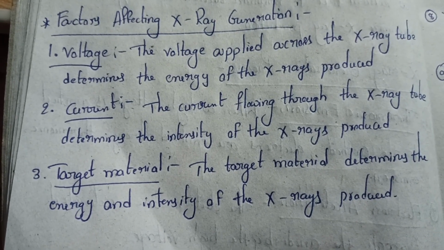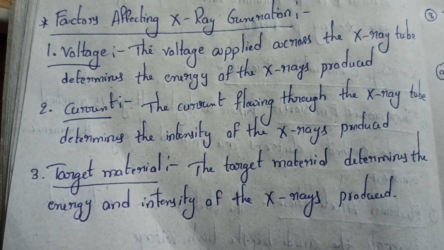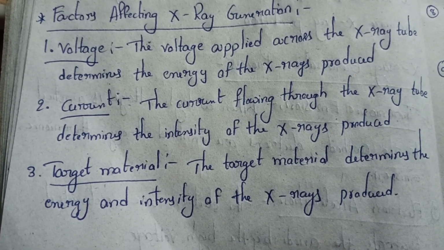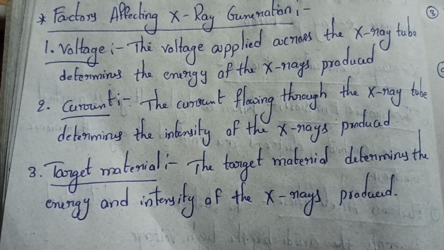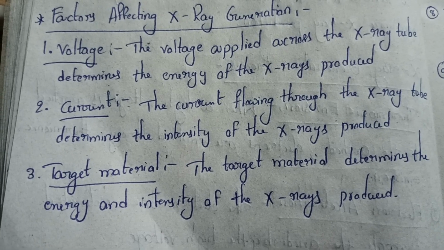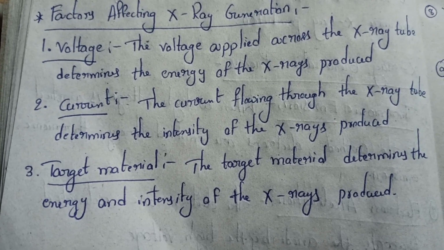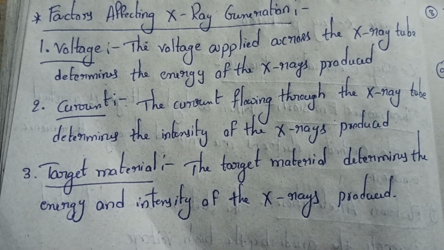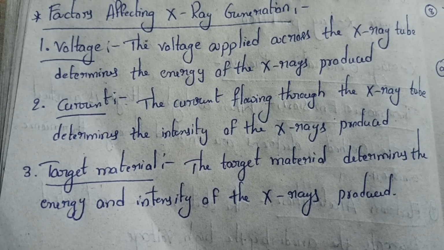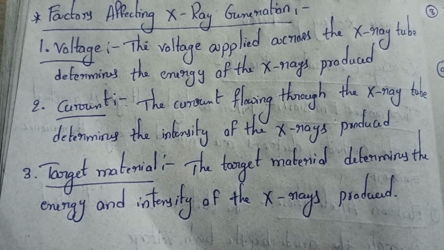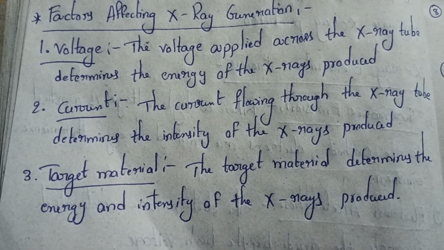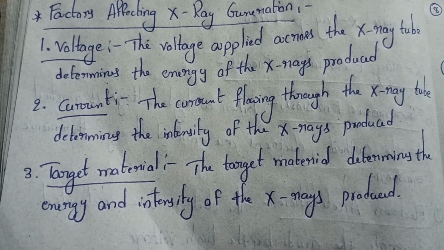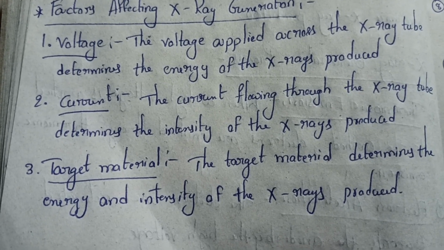Factors affecting X-ray generation: voltage, current, target material. The voltage applied across the X-ray tube determines the energy of the X-rays produced. The current flowing through the X-ray tube determines the intensity of the X-rays produced. Target material. The target material determines the energy and the intensity of the X-rays produced.